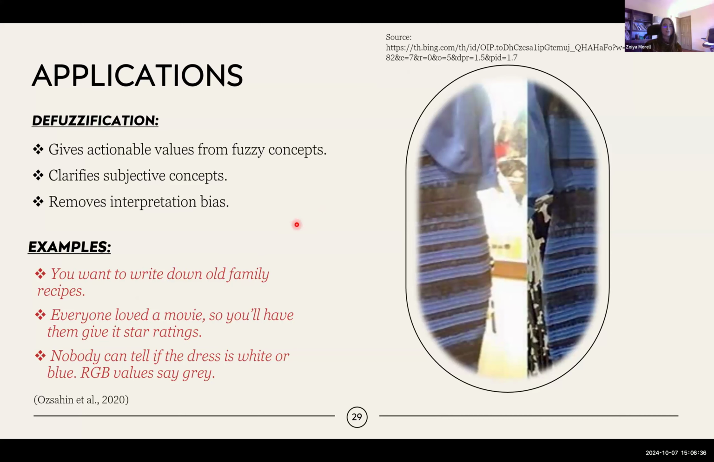So some examples are, say you want to write down an old family recipe, you need to be able to take what grandma used to kind of do and interpret it to take exactly 1 cup of this. Or if there's a movie that everyone loved, you can have everyone give it star ratings so you can see exactly how loved it was.